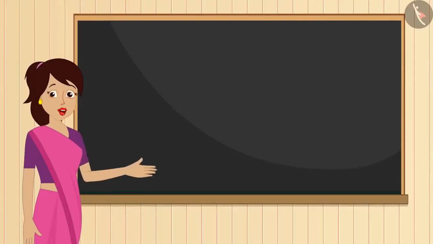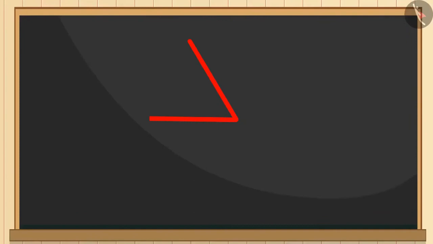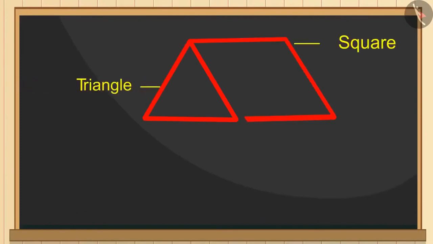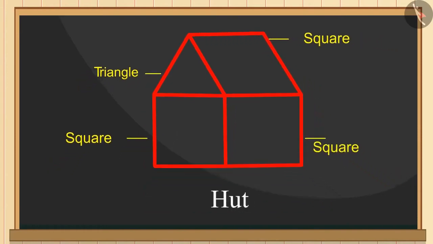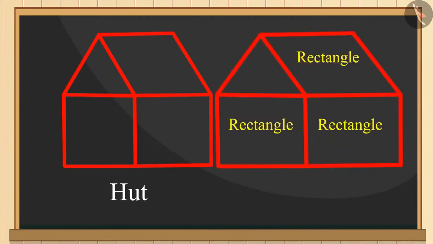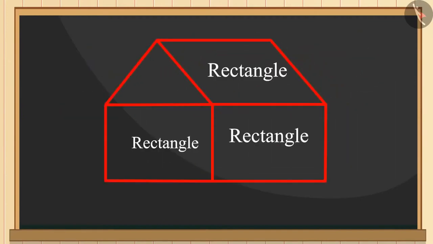Hey, that is very easy. The front part of the hut's roof can be made with a triangle and the side wall of its roof with a square, and then we will use square to make the walls of the hut, something like this. See, here is the picture. Yes, one more thing. We can also make the walls of the hut with a rectangle, something like this.